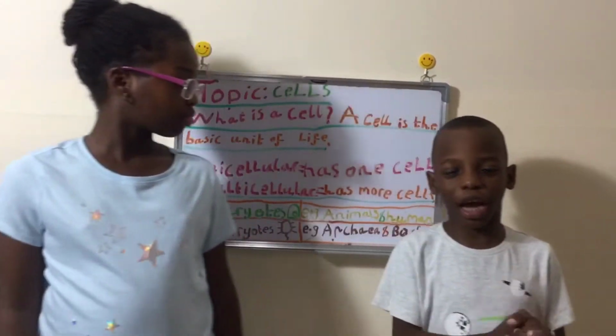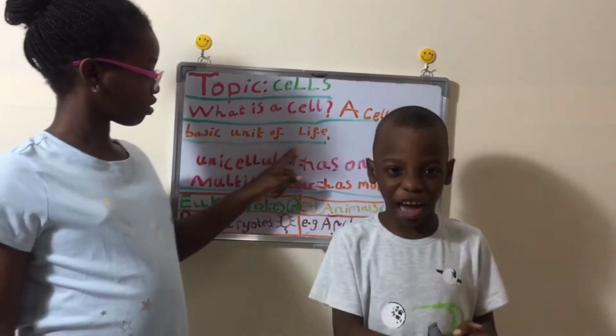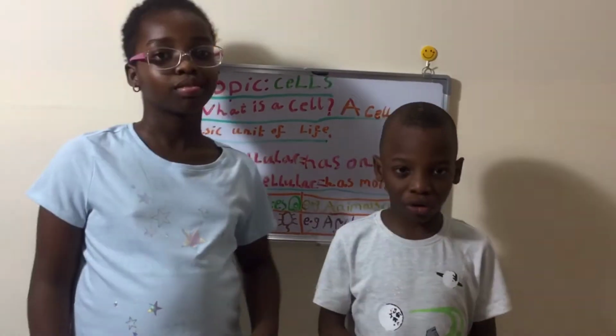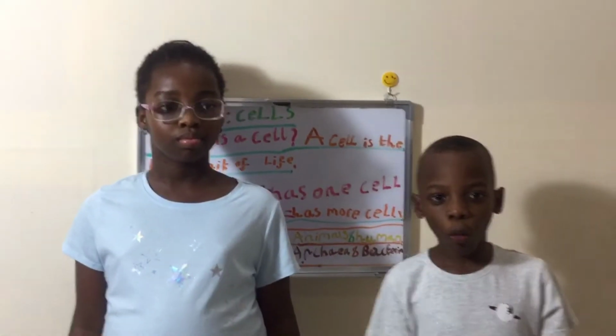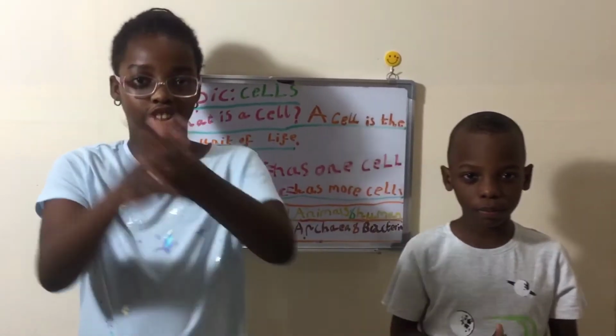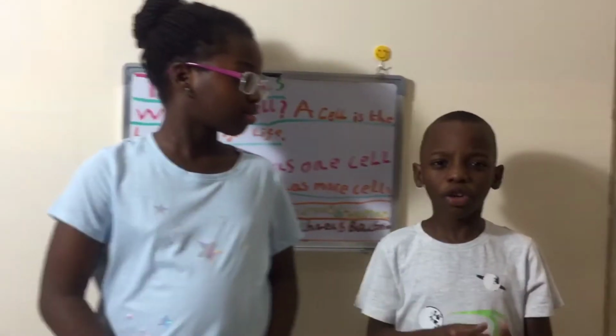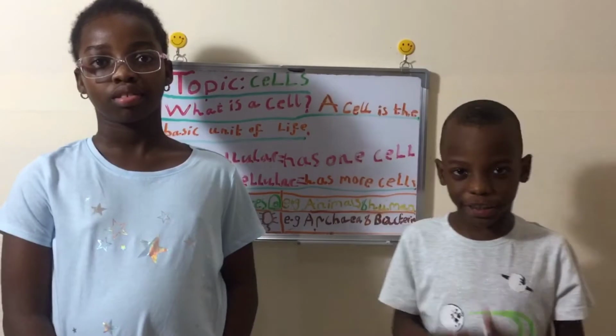So, cells are the basic units of life on Earth. And did you know that the word cell comes from the Latin word cella? Cella means small room, from Latin to English. And you'll find out why it's called cella when we show you the diagram of a cell.